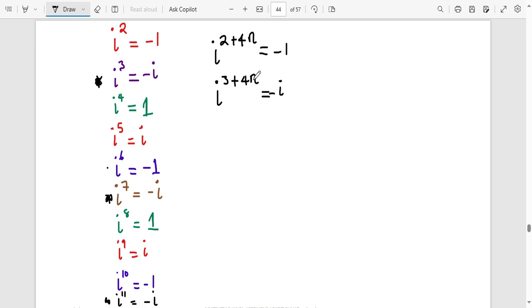If n is 1, 4 times 1 is going to be 4. 4 plus 3 is going to be 7. i to the power 7 is also a negative i. If n is 2, 4 times 2 is 8. 8 plus 3 is 11. i to the power 11 is also a negative i. If n is 4, 4 times 4 is 16. 16 plus 3 is 19. So i to the power 19 should also be a negative i, and just like that. Is that okay, Martin?